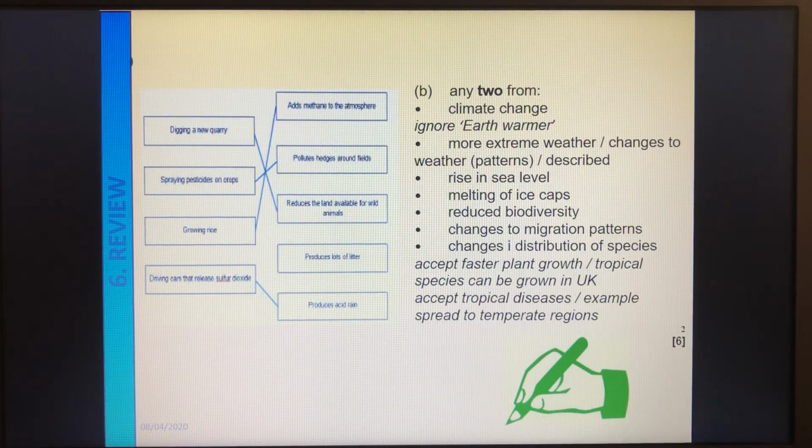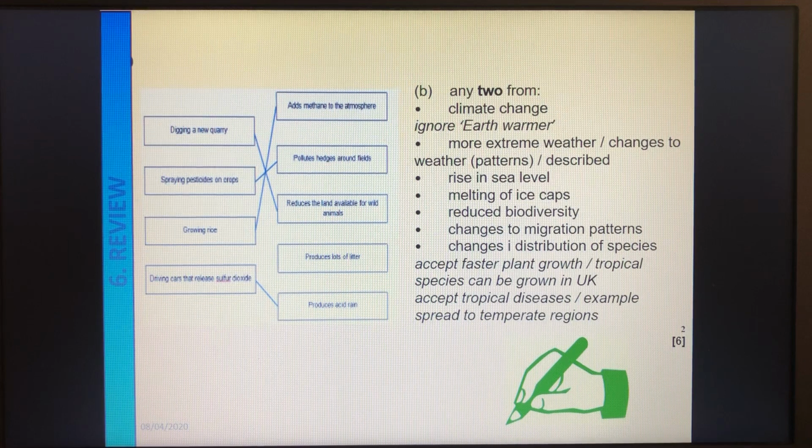Okay, we've got the answers then. So, green pen's out. Digging a new quarry reduces the land available for wild animals. Spraying pesticides on crops pollutes hedges around fields. Growing rice adds methane to the atmosphere. And driving cars that release sulfur dioxide produces acid rain.